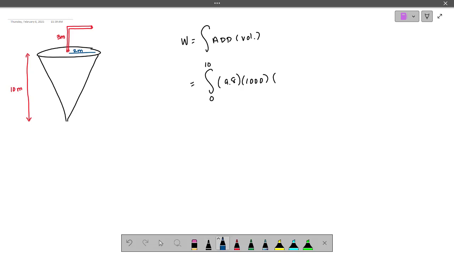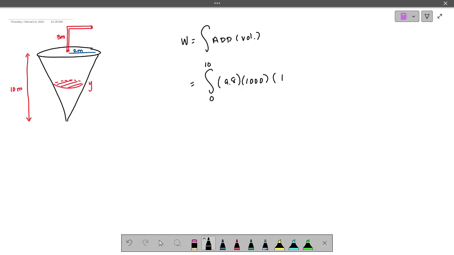Let's draw a representative cross-section here. So there's our representative cross-section. That's at a height of y. How far does this representative cross-section at y have to travel to get out of the system? 10 minus y. 13 minus y. Yeah. 13 minus y.